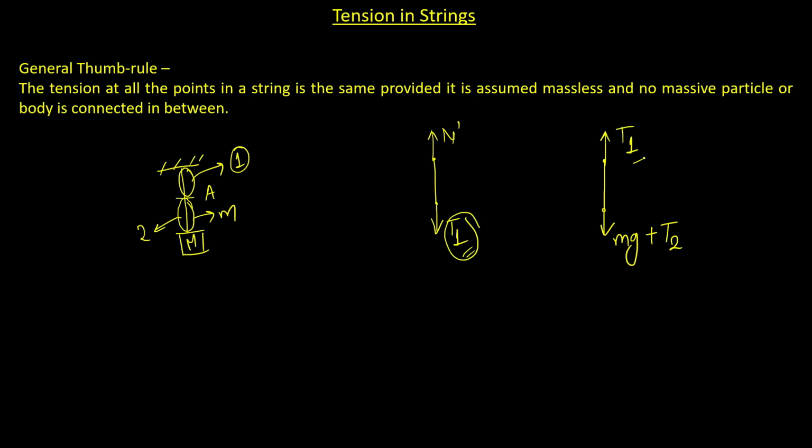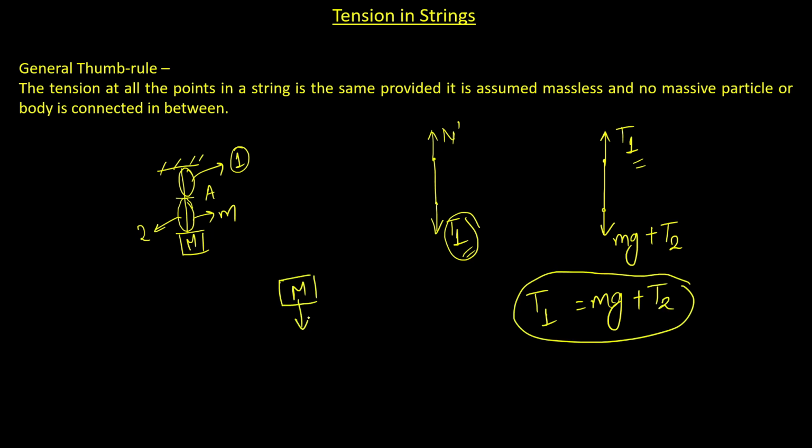According to Newton's third law, if this string is pulling system 1 with T1, then system 1 is also going to pull this string, system 2, upward with an equal and opposite force, that is T1. So from here, T1 must be equal to small mg plus T2. Now for this capital M mass, this is Mg and this is T2. So this T2 must be equal to capital Mg. So this is how you need to see it.